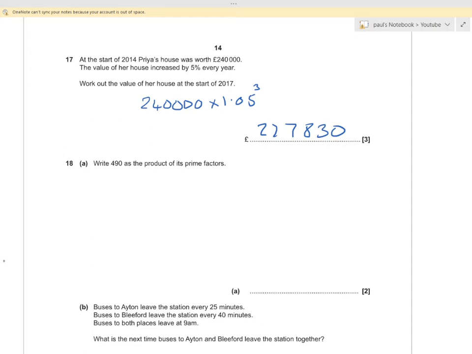490 is a product of its prime factors. Do a little factor tree here: 49 times 10, 2 times 5. There's some prime numbers, yeah? And 49 is 7 times 7. So it's going to be 7 squared times 2 times 5.